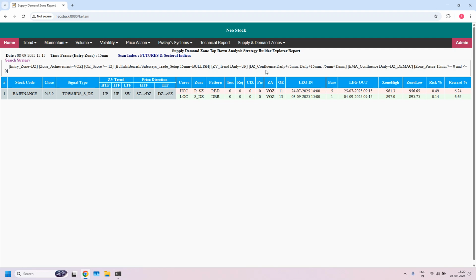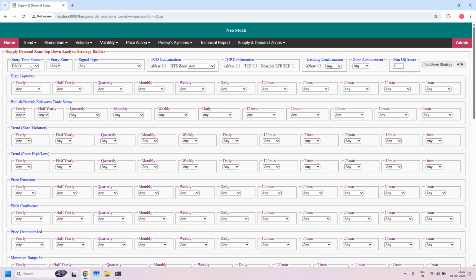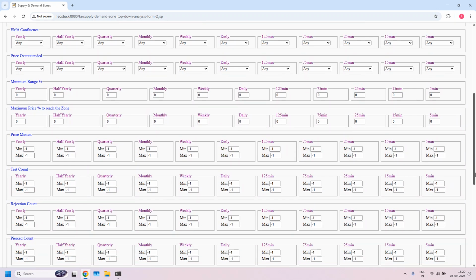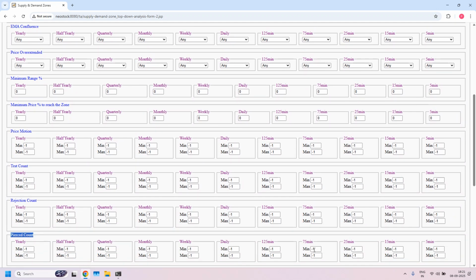Next, bearish trade setup for daily income trade. Entry time frame is 15 minutes. Entry zone is supply zone. In bullish or bearish or sideways at 15 minutes, I am selecting bearish. Zone achievement violated opposing zone, minimum odd enhancer score 12, and also the 15 minute supply zone should not be pierced. So in the pierced count parameter at 15 minutes time frame, minimum value 0, maximum value 0.